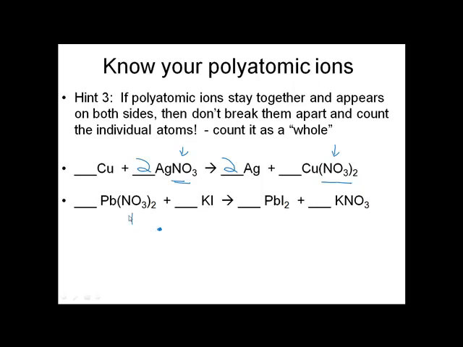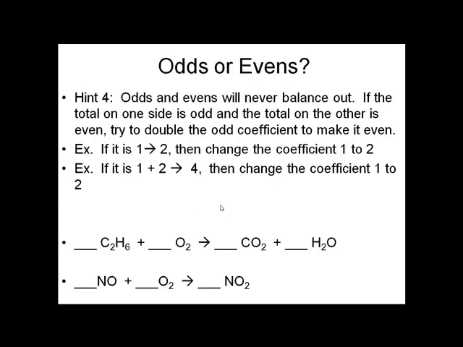Second example, same idea. I have 2 NO3s on the left, only 1 on the right. So I'll put a 2 in front of my KNO3. Now I have to put a 2 in front of my KI. That gives me 2 Ks, 2 Is on each side, 1 Pb on each side. So now I'm balanced.